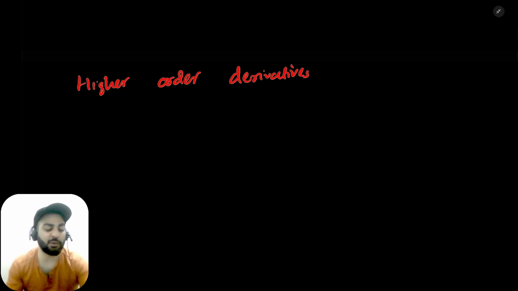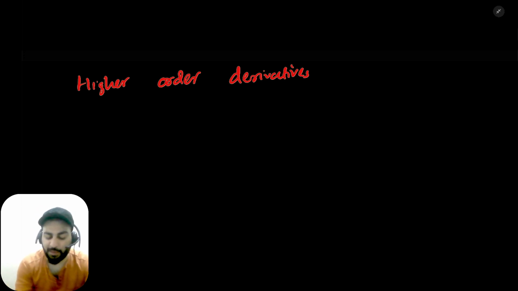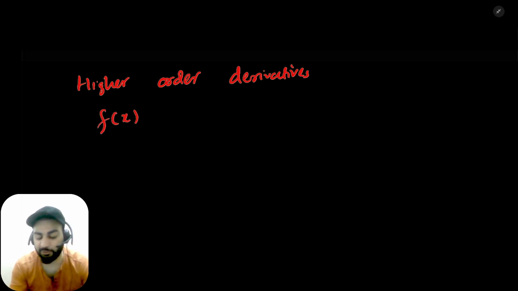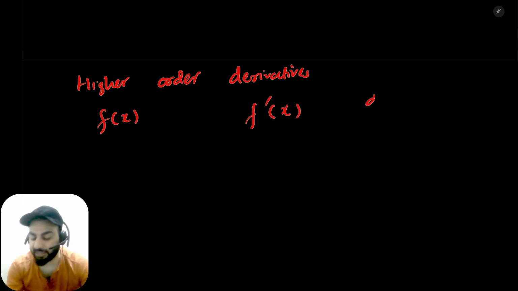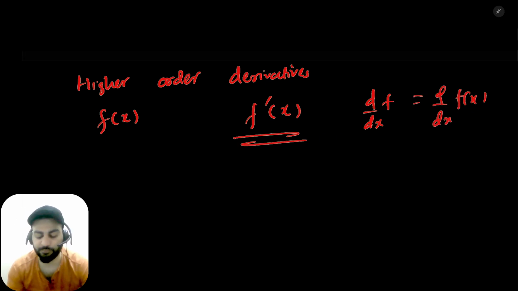So now I'll tell you what higher order derivatives are. If you have a function f of x, and you take a derivative, let's say f dash of x. I know there are different notations. It can be written like d by dx of f, or d by dx of f(x), and now I'll write it like this. So if I take the single derivative, this gives me the change in the slope, or this gives me the rate of change.